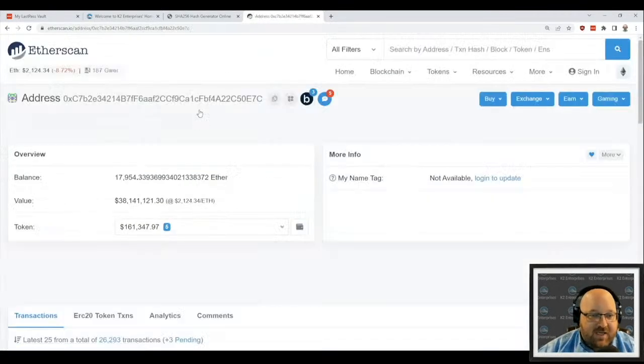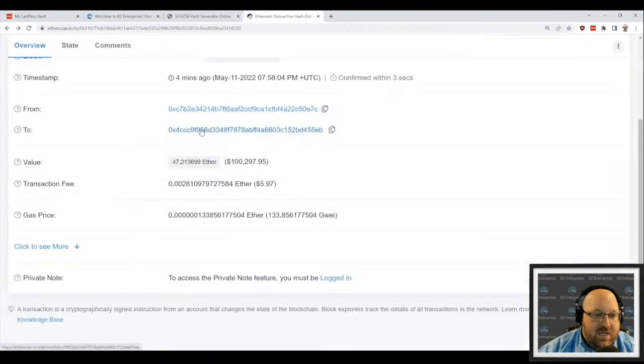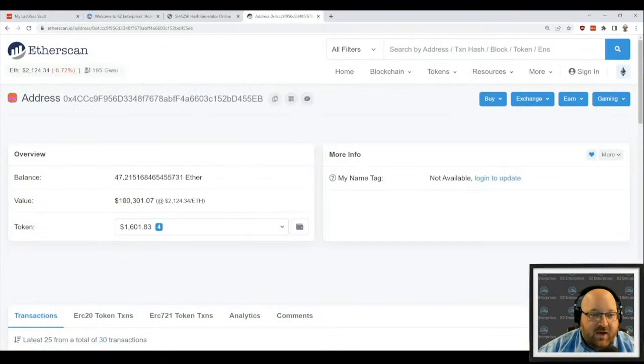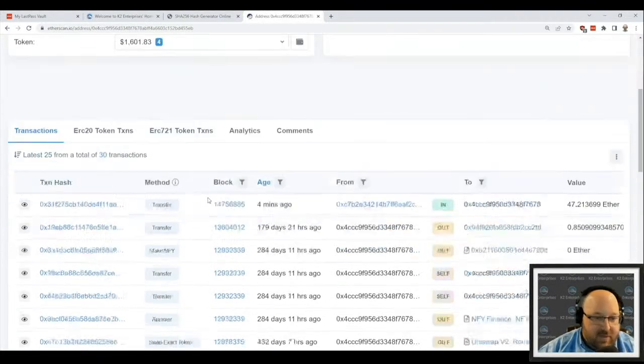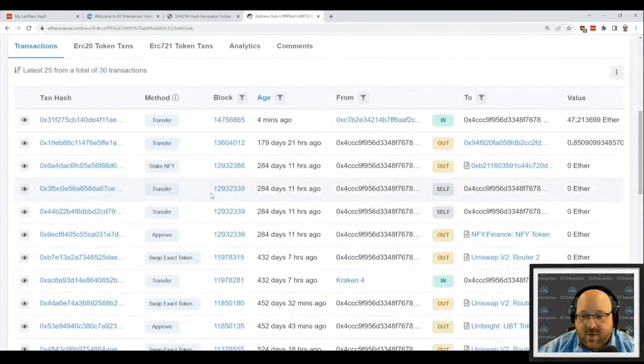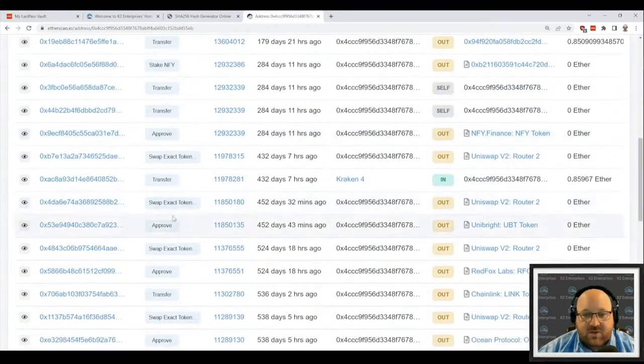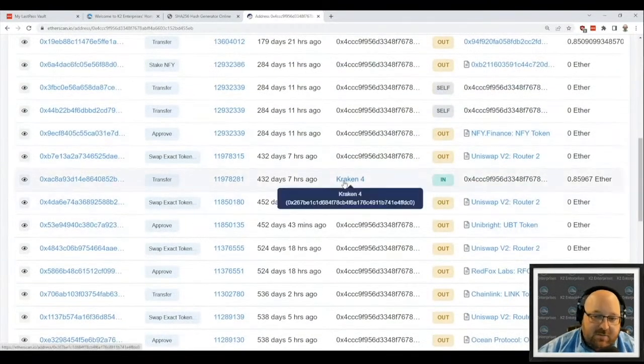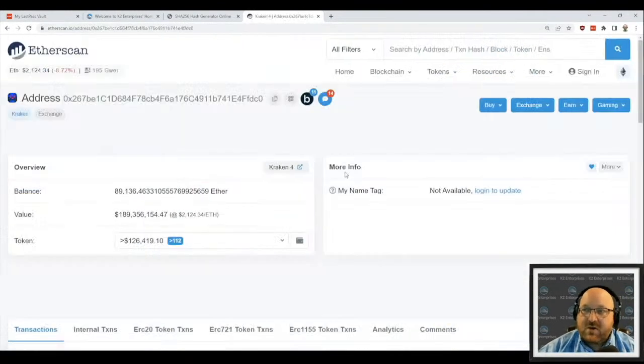So it came from this account, and this account right here has about $38 million in it. And it was going to this account, and this account has about $100,000 in it. And you could create as many accounts and wallet addresses as you might need. Sometimes you can see this, for example, like this Kraken 4. This is a known address. Kraken is an exchange in the crypto market, so you can actually see where those transactions are going.